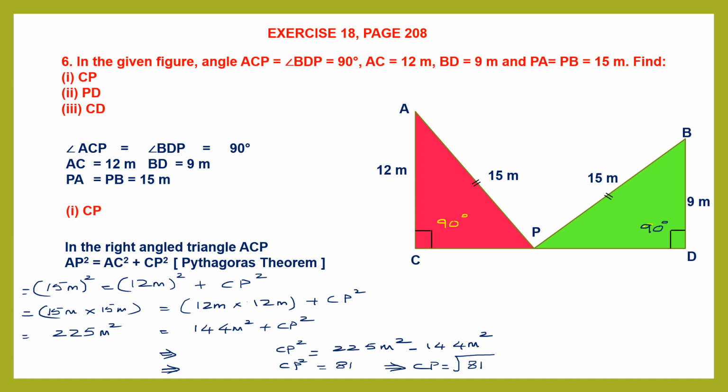9, isn't it? 9 into 9 is 81. So that means we have found the value of CP, which is the square root of 81, and that is 9. So the answer is 9 meters. So we have found CP to be equal to 9 meters.